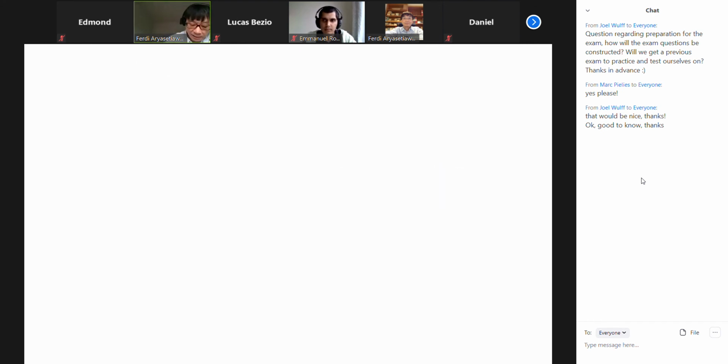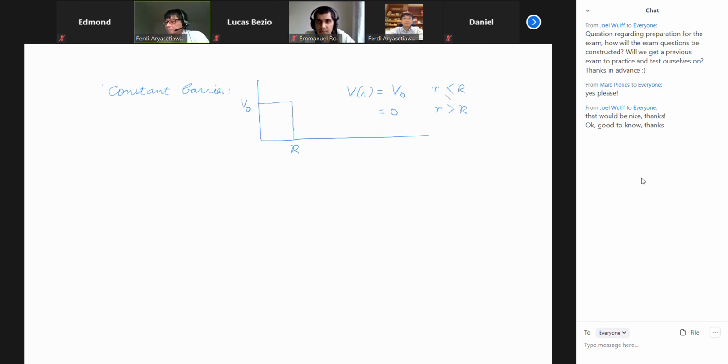So let's consider now the second example. This would be a constant barrier. So we have a potential like this, for example. So this is 0, and we have a finite height V0 for r less than R, and 0 outside. Like that. So let's just look at the L equal to 0 component, because that's the most important.